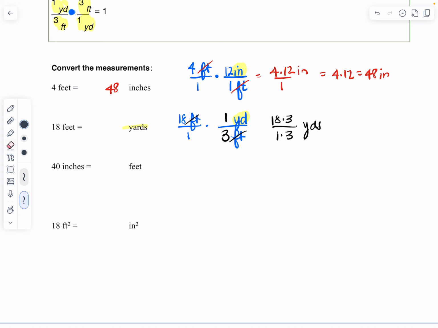And I accidentally wrote a 3 up there, so let me fix that. So it's 18 times 1. So this becomes 18 over 3, which equals 6 yards. Okay? So the answer is going to be 6. All right, let's do the next one.